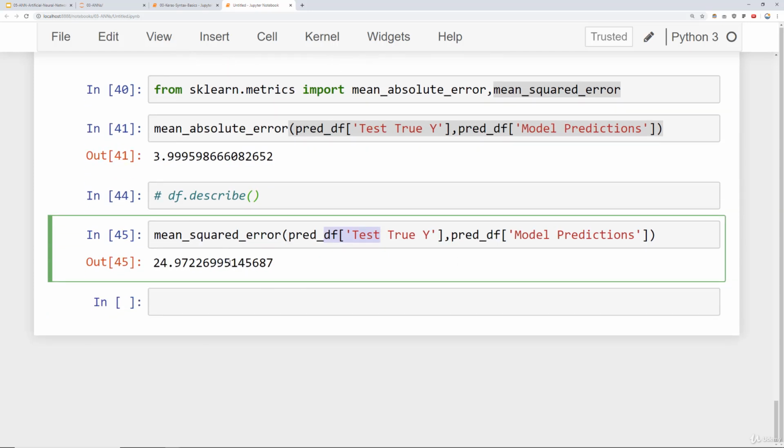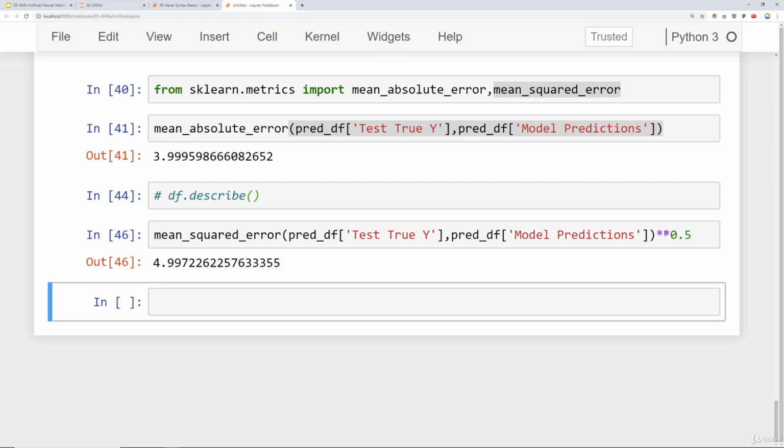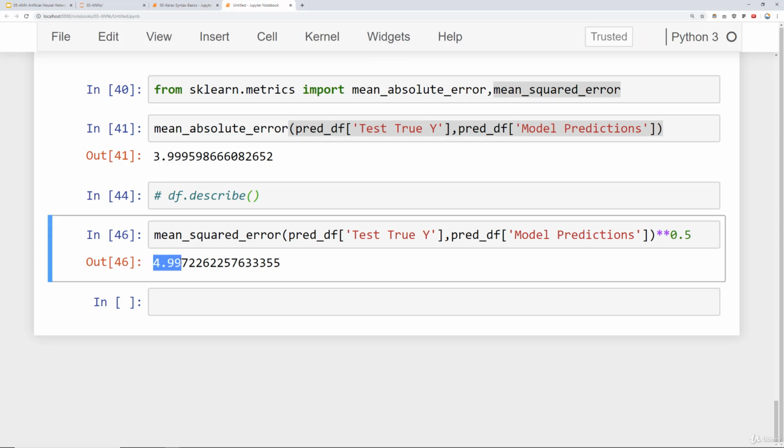And if we wanted to get the root mean squared error, then all I would need to do is essentially take the square root of this, which is the same as taking something to the power of 0.5. You could also say np.sqrt if you've imported numpy. And then we get back the root mean squared error, which is 4.99. So you can use the mean absolute error, mean squared error, and root mean squared error however you see fit to evaluate your model's performance.